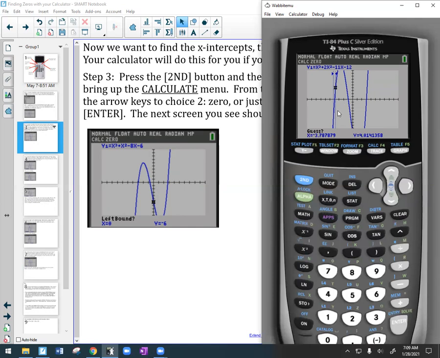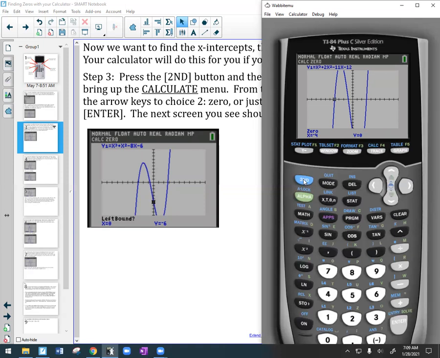It draws another line. You can see my zero is sandwiched in between those two little lines. It says guess. You could scroll once to the left and hit enter, or you can just leave it where you are and hit enter. It does the same thing. It tells me that 0 is -4, so that's one of my zeros. Heck yeah. And then you can do the same thing for the other ones.